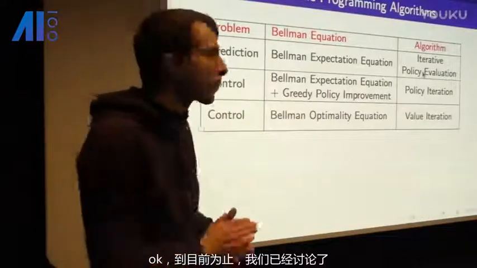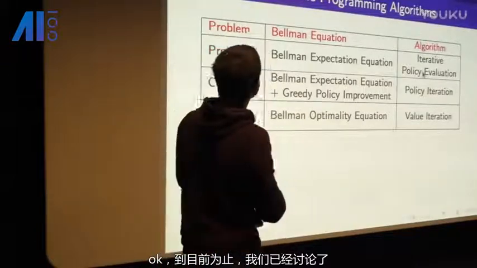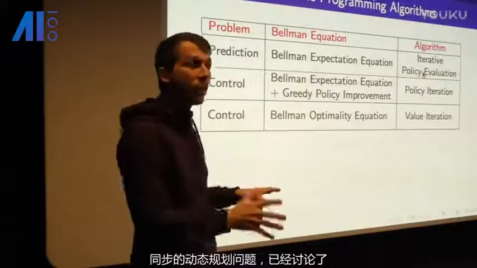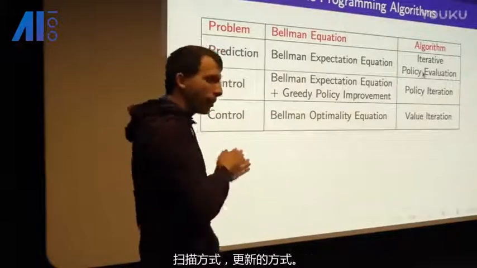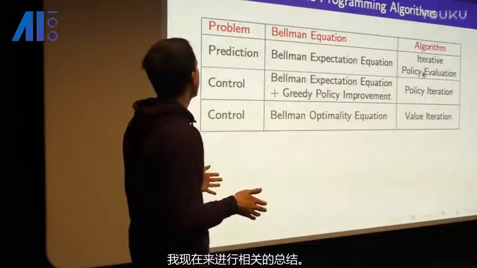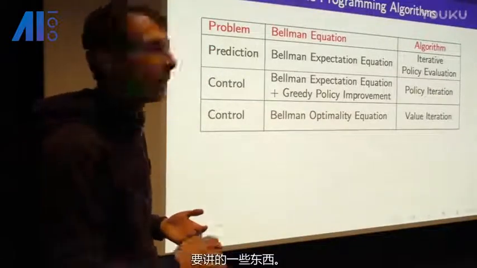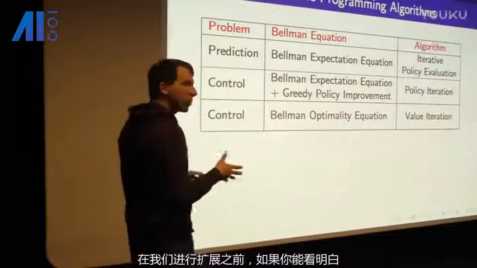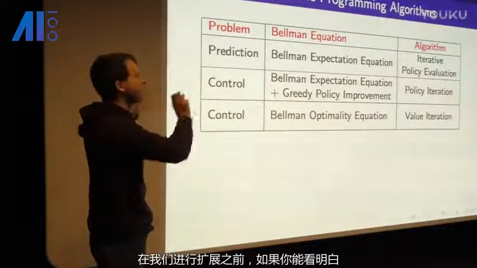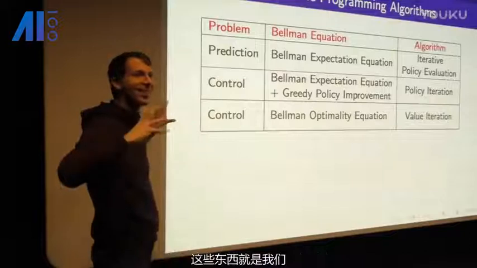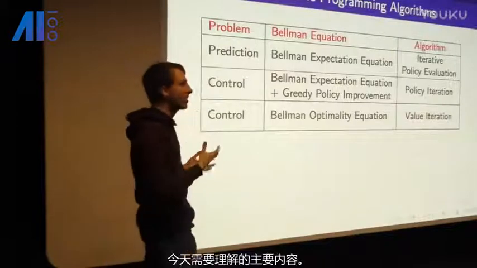Okay, so far we've talked about synchronous dynamic programming. We've talked about ways to do these complete sweeps, update everything. And I just wanted to summarize this. So this slide summarizes what's going on. Before we go on to extensions, if you get this slide, you're doing well. This is the main intuition, the point I'm trying to get across.